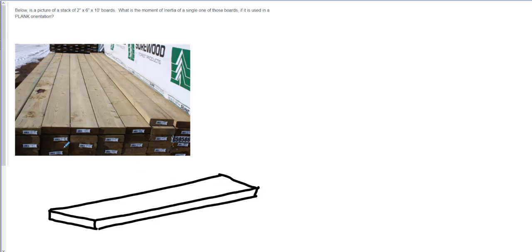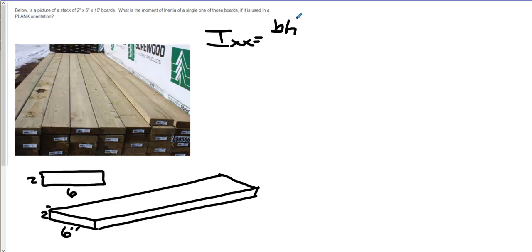It's actually in the picture, already in a plank orientation. But 2 by 6 by 10, so 6 inches is this dimension, 2 inches is this dimension. If we were looking at that from the end, we would see 2 inches and 6 inches. They're asking for moment of inertia. The formula is base times height cubed divided by 12. Most people who got this question wrong did not draw the board that way. They drew the board in joist orientation, but it says plank orientation in the question.